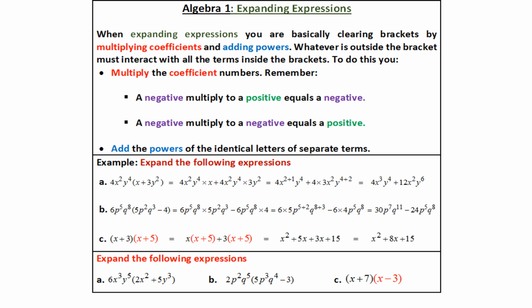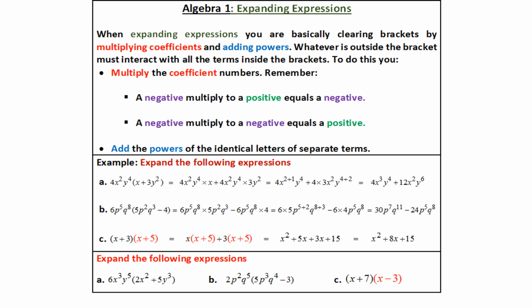Remember, a negative multiplied by a positive equals a negative. A negative multiplied by a negative equals a positive. So negative by positive is negative, and negative by negative is positive. Add the powers of the identical letters of separate terms.